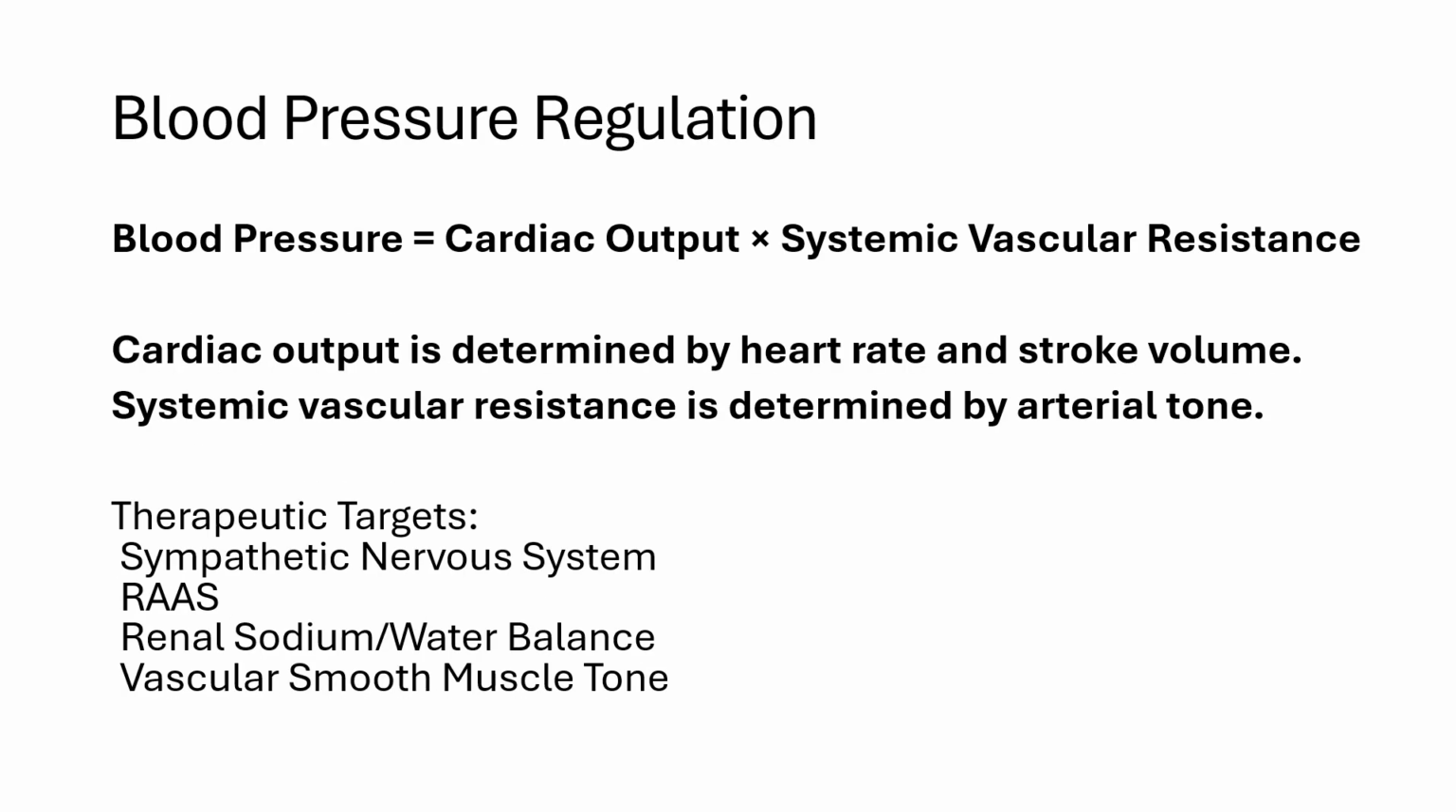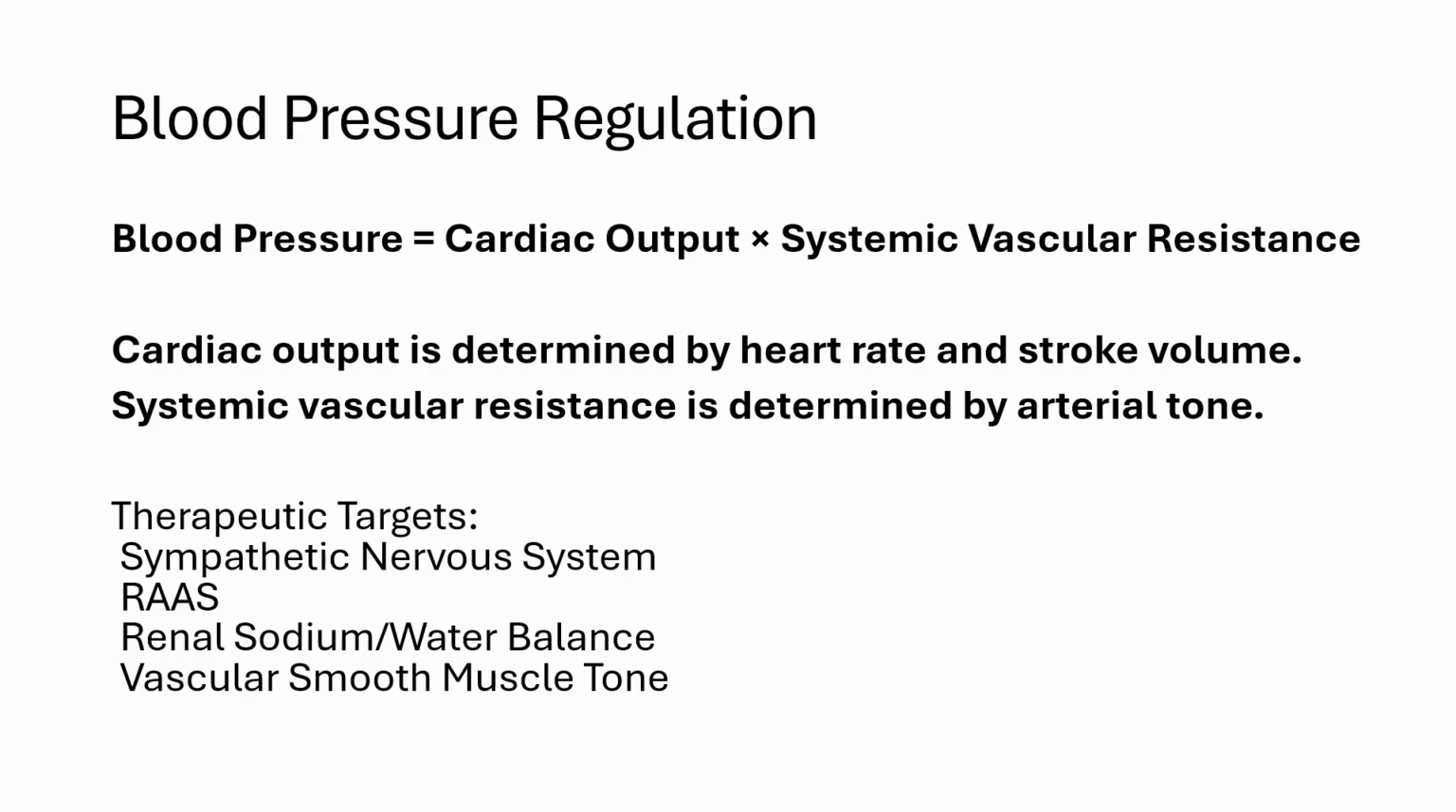So before we talk about drug classes, we need a physiologic anchor. So blood pressure is determined by cardiac output multiplied by systemic vascular resistance. So every antihypertensive or pressor you will learn this week changes one or both of these variables. Cardiac output is determined by heart rate and stroke volume. Systemic vascular resistance is determined by arterial tone.